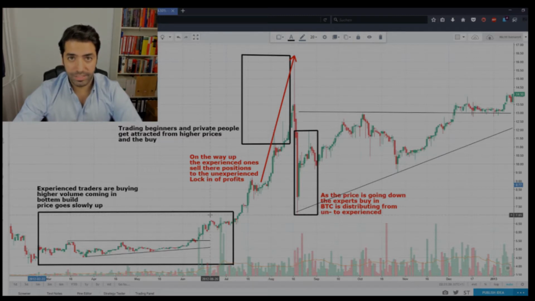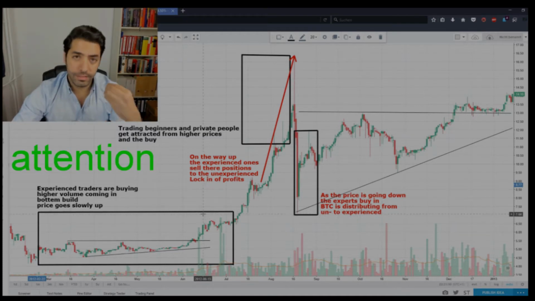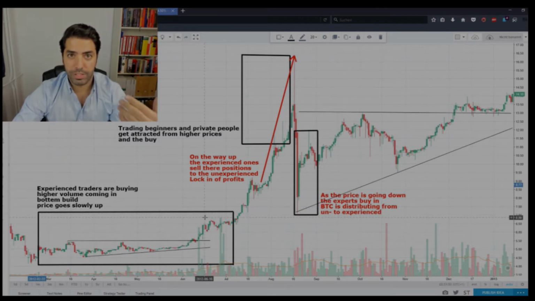The other participants are on the sideline. The guys without any position, the guys who are flat, and inexperienced traders or private people, they have no position right now. But the point with prices going up is that at a certain time it gets the attention of these people. So they hear about it, the price went up again.